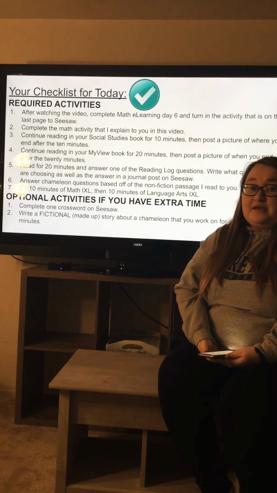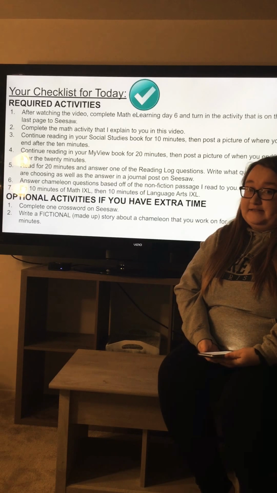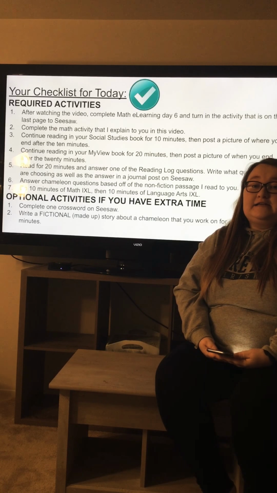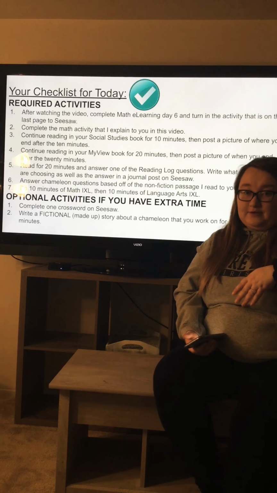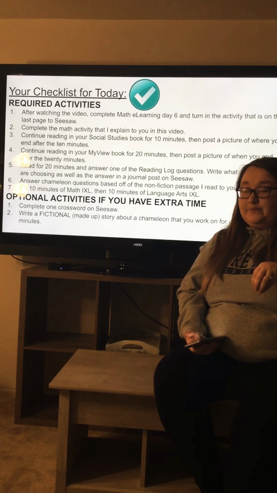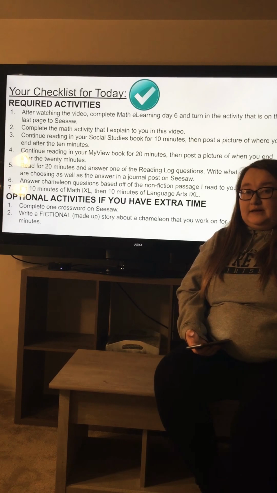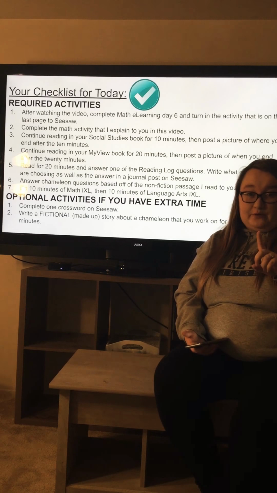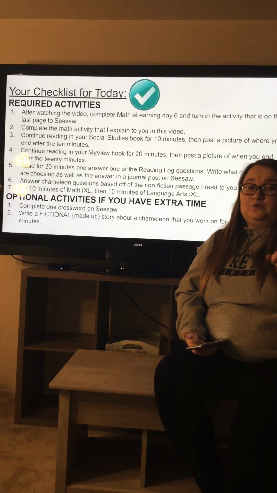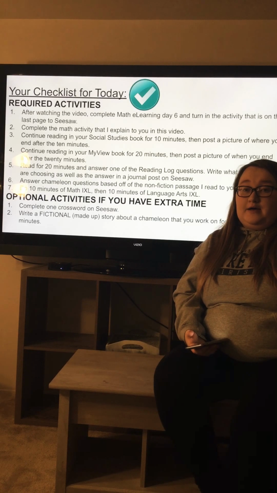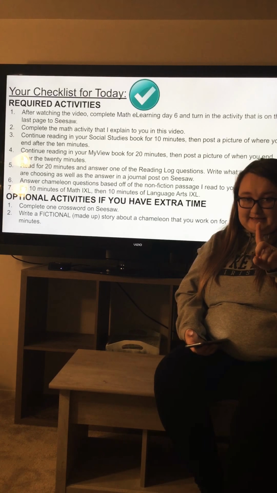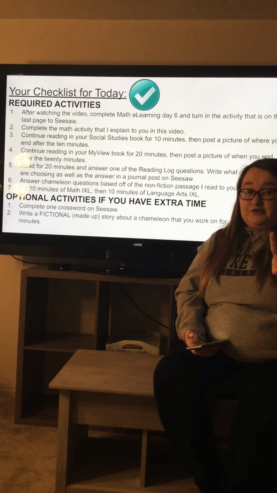And then do the same thing with your MyView book, but with 20 minutes. After that, you're gonna read for 20 minutes. And if you remember, we had our reading log that we did for homework every week. We are gonna kind of do that just a little bit differently. After you read, you need to answer one of the questions, which I will post. And then you need to turn in as a note in your journal on Seesaw, first, what the question that you pick is, and second, what your answer to the question is. Make sure your answer is complete.